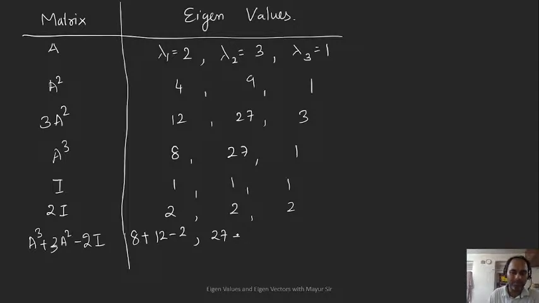So here it is now 27 plus 27 minus 2. Again, for the third section, the eigenvalue is 1 for A cube. For 3A square the eigenvalue is 3, you add it, minus 2I, so minus 2. So the final eigenvalue answers are going to be 20 minus 2, 18. Here it is 27 plus 27, 54. 54 minus 2 is 52, and 1 plus 3 is 4. 4 minus 2 is 2.